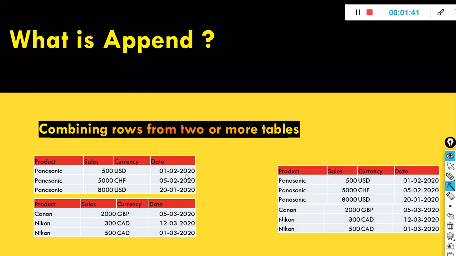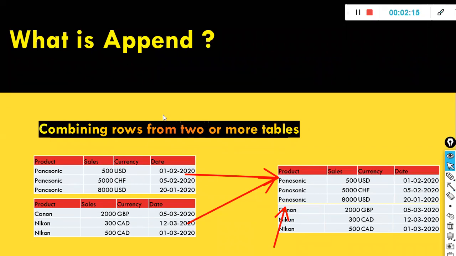So in this case, these two data sets got combined together. Simply, I consolidate. I just put these three records right beneath this data set. That's it. So now I have six records. Here I have three records in this data set, and here I have three records. Three plus three records got appended. So Panasonic, Panasonic, Panasonic, just below this Canon and Nikon, we appended it. That's all. This is called append.